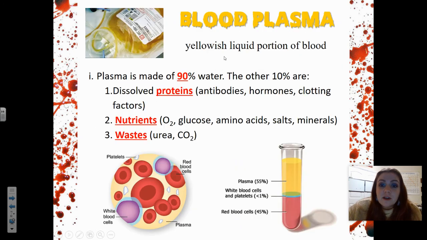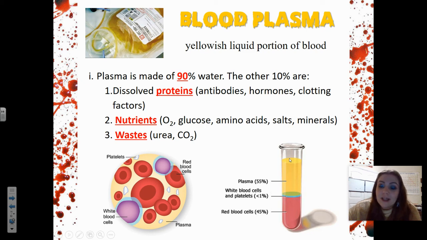So the blood plasma is the yellowish liquid. It's that yellowish liquid above. So no cells. It's just 90% water, mostly water. The other 10% are dissolved proteins, antibodies, hormones, clotting factors, so just kind of other stuff floating around in there. Nutrients like oxygen, sugars, amino acids, salts, minerals, and waste. So as we are also getting rid of our waste as the blood continues to, so all that stuff floating around in your plasma.